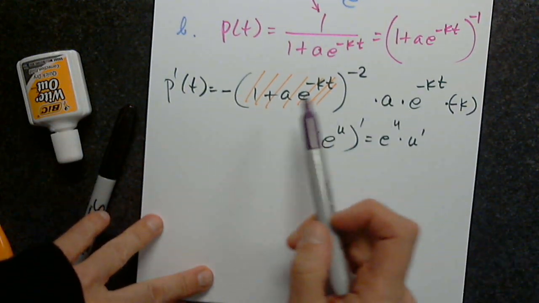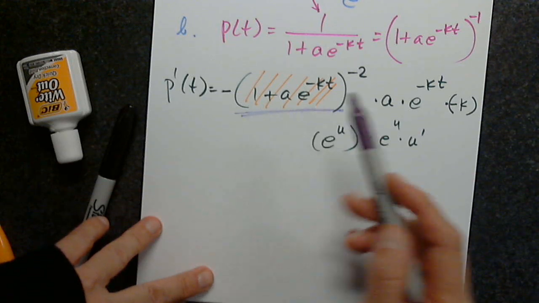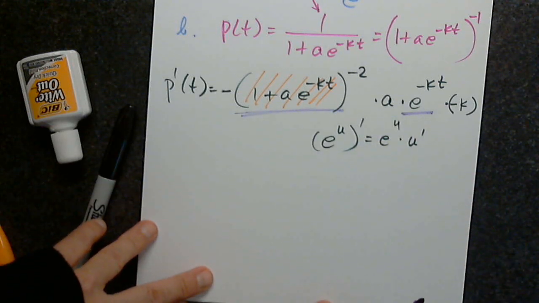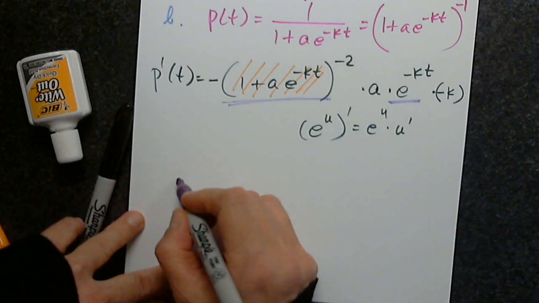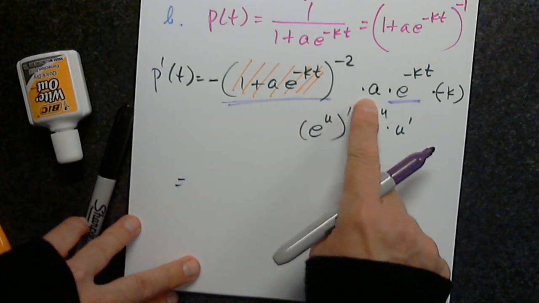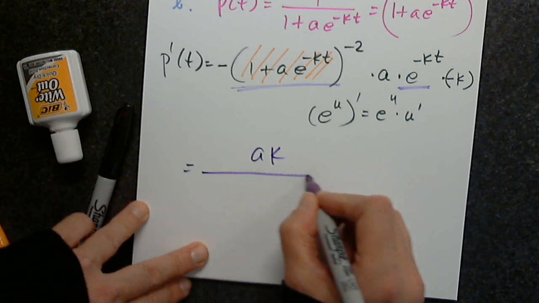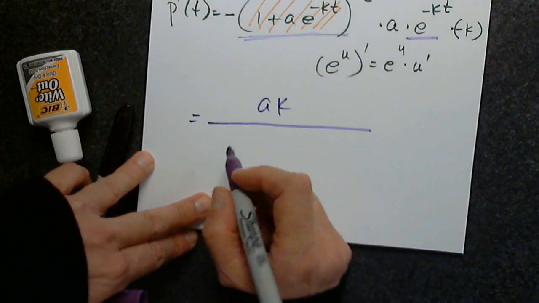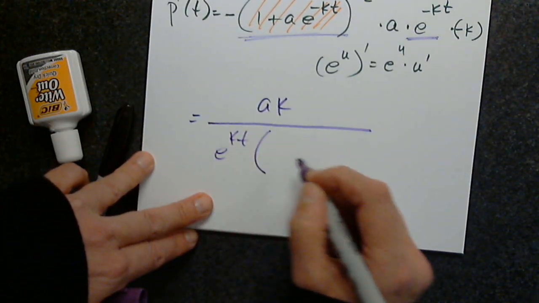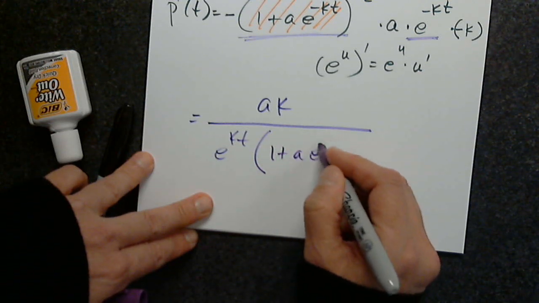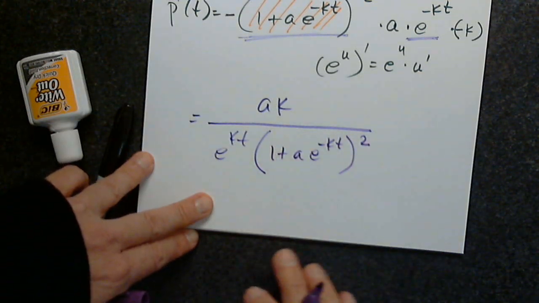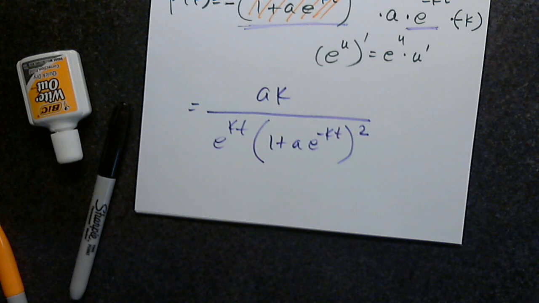So now let's clean it up a little bit. This has a negative exponent. This has a negative exponent. They will go where they belong. This has a minus, an a, and a minus. So at the top, ak. In the denominator, e to kt, in parentheses, 1 plus a e to negative kt, to the second power. And don't try anything else here.